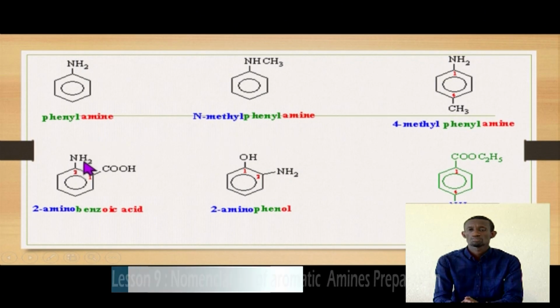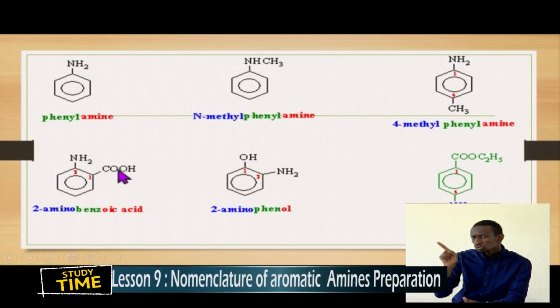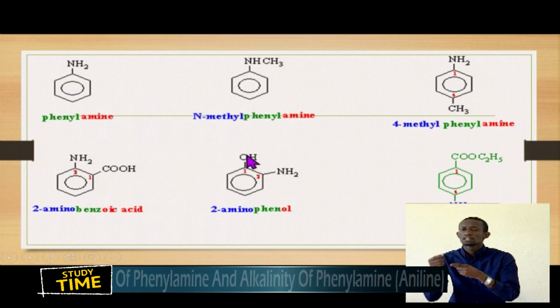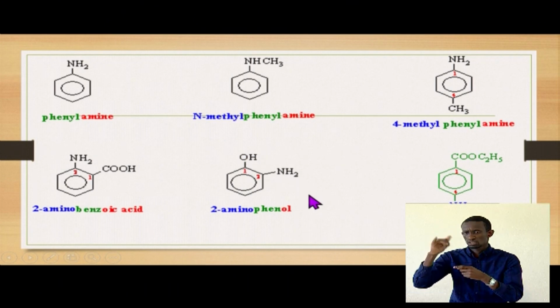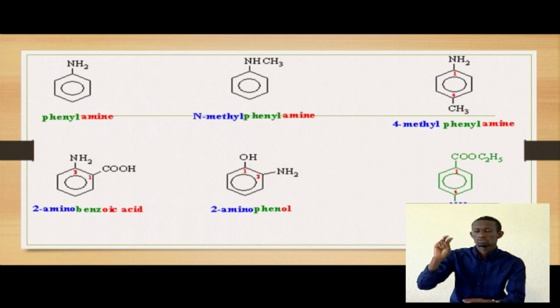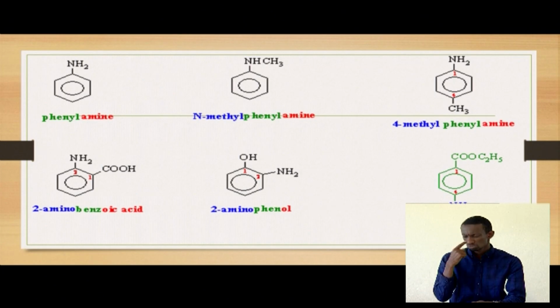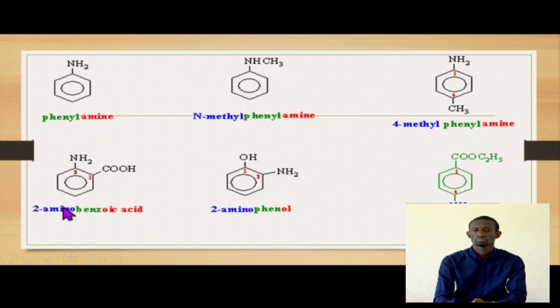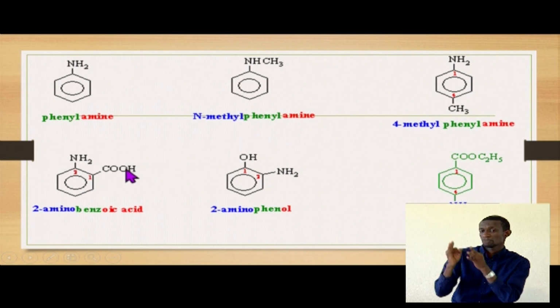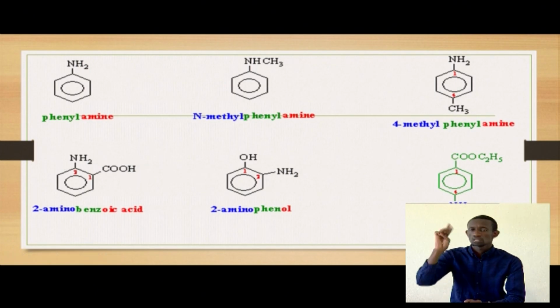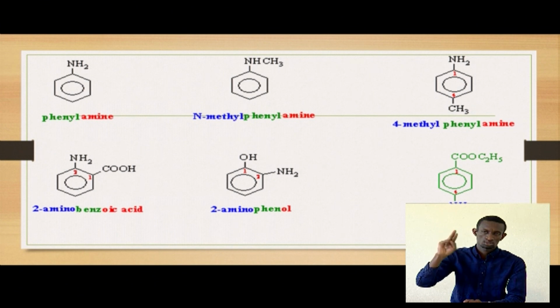These two compounds: this is an amine, but it contains a carboxylic acid. This is an amine, but it contains an OH, that is the phenol. So that means in naming, you need to consider the priority order of these substituents. In this case, if you have an amine and a carboxylic acid, the carboxylic acid takes the higher priority compared to the amine.